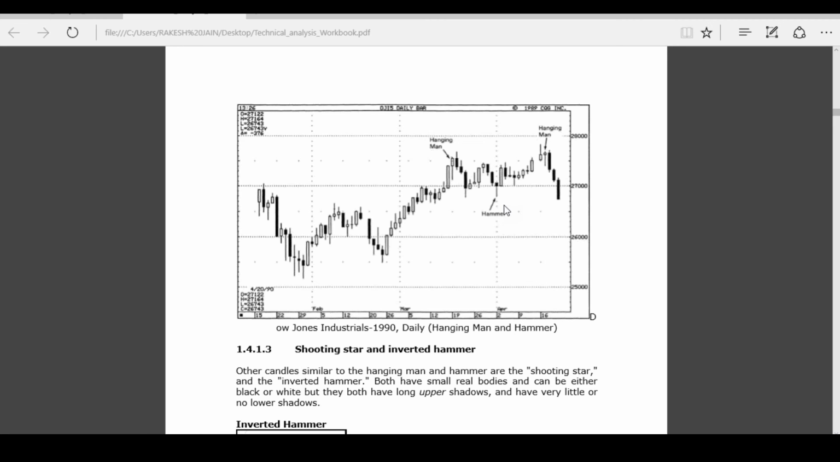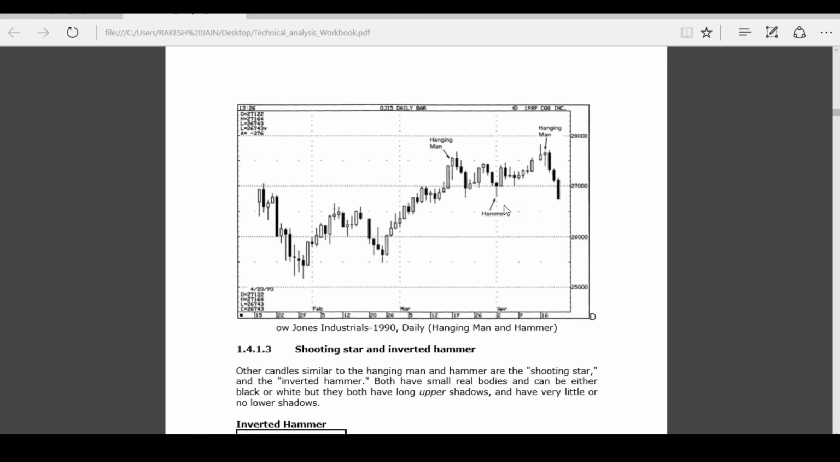Now, I'll particularly suggest that before a hammer or a hanging man happens, there should be a move on one side for some days. If a hanging man happens, before that, say there was a sharp move on the upper side in this example, and before the hammer happened, there was a sharp fall in the market. So a sharp fall and then a hammer, or a sharp upside move and then a hanging man, is more powerful than just being in a small range.